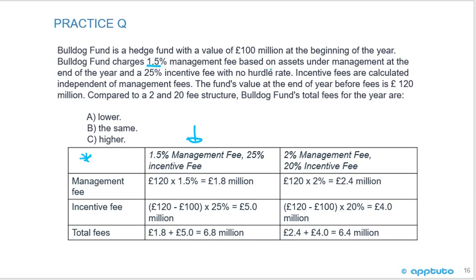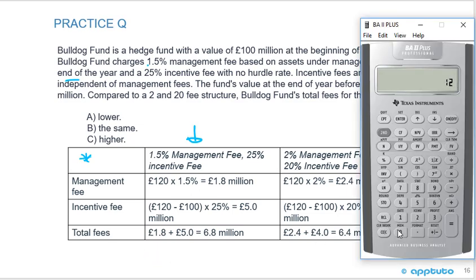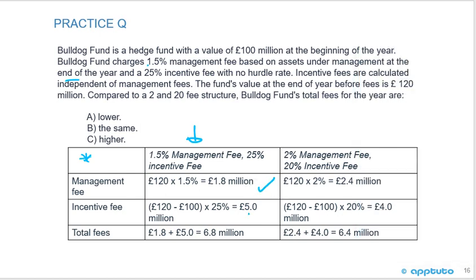Charges 1.5% management fee on assets at the end of the year. So again, the end of the year, they're giving us £120 million. So I'm going to bring up the calculator, £120 million times my 1.5% management fee, 0.015, and we've got a management fee of £1.8 million. Okay, that's easy. So the next thing, it says that there's a 25, it's not 20%, it's not 2 and 20, it's a 25% incentive fee with no hurdle rate. And incentive fees are calculated independent of management fees, not net of management fees.